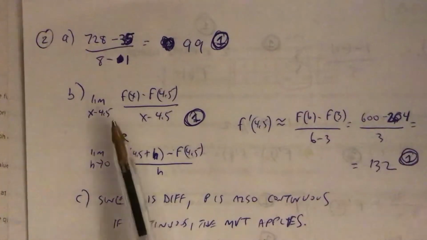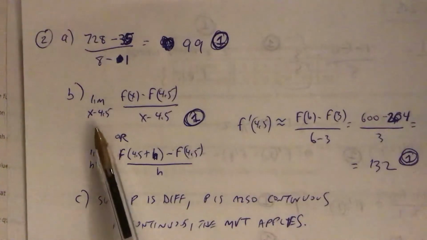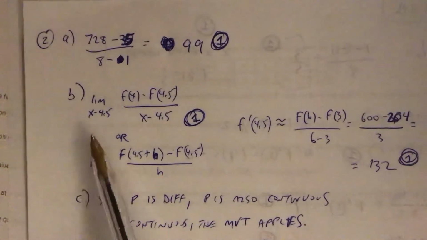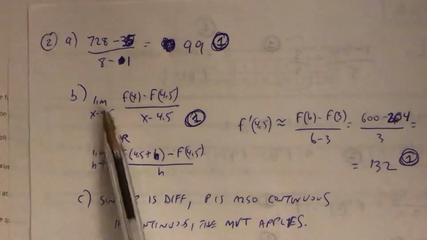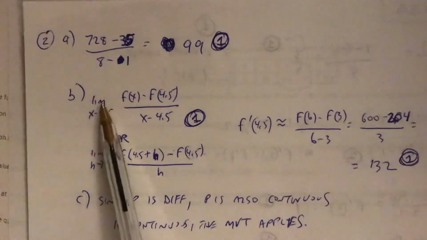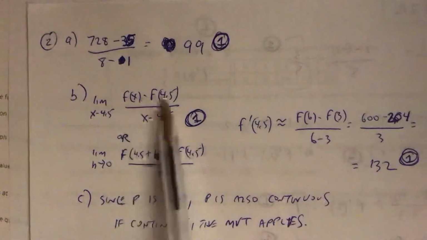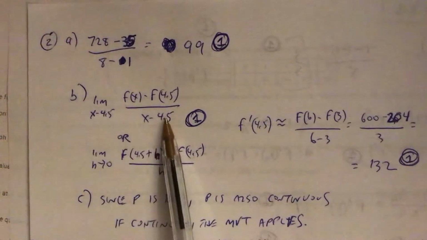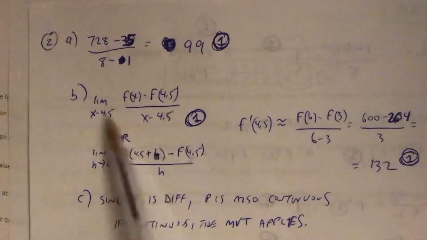They want the limit of the difference quotient, just a fancy way of saying represent the derivative by its definition. You could use this one or this one. This is the x approaches a definition, so the definition of the derivative in one version is the limit as x approaches a of f of x minus f of a over x minus a. In this case, the a is the 4.5. So if you plug that into that formula, there's an answer.